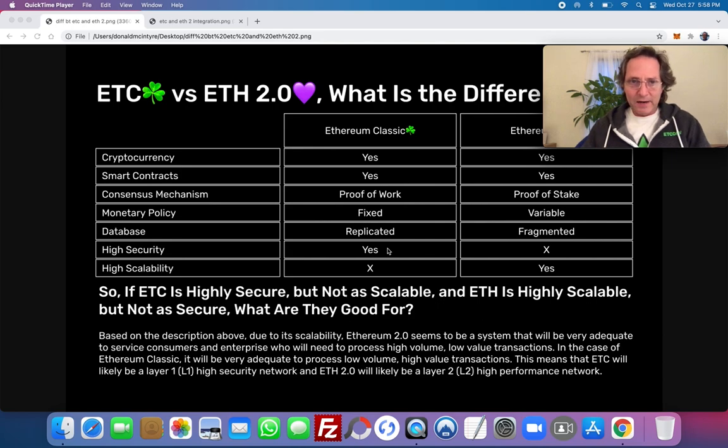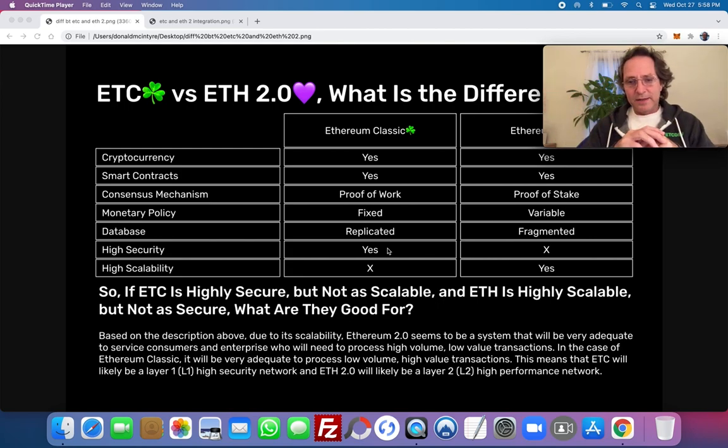In the case of proof of stake, they decided to fragment. I'm going to show a diagram later. They decided to fragment Ethereum 2.0 to give it scalability. This fragmentation already reduces security, because instead of having everything replicated in all the nodes, they have some parts in some nodes, other parts in other nodes, other parts in other nodes.